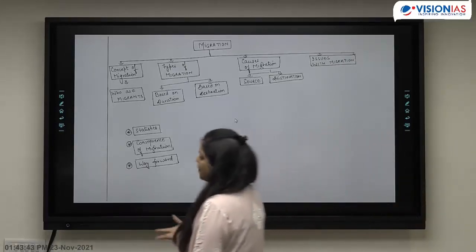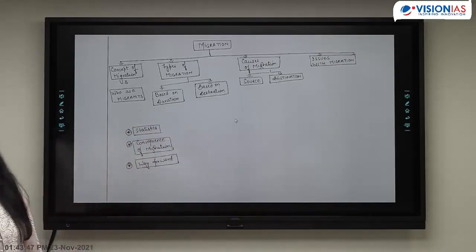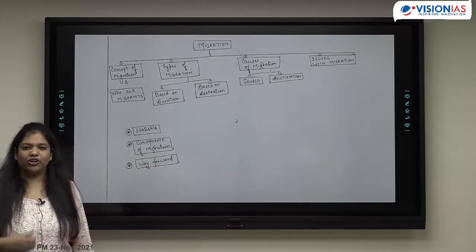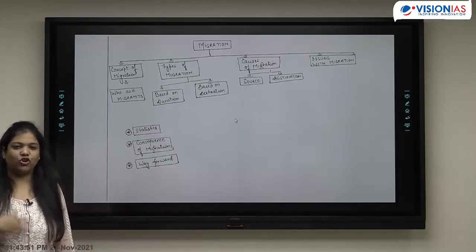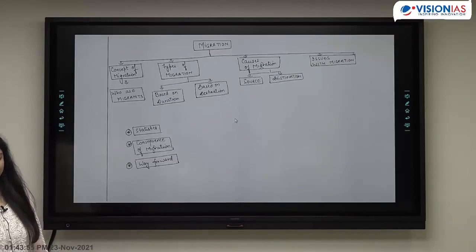Now when you are preparing migration as a topic, then the concept of migration, who are migrants, then what are different types of migration based on destination or duration, then what are the causes of migration, what are the consequences of migration, what are the issues with the migrants, and what should be the way forward. This is how we intend to proceed.